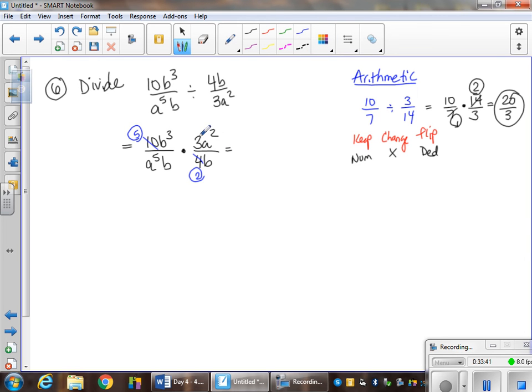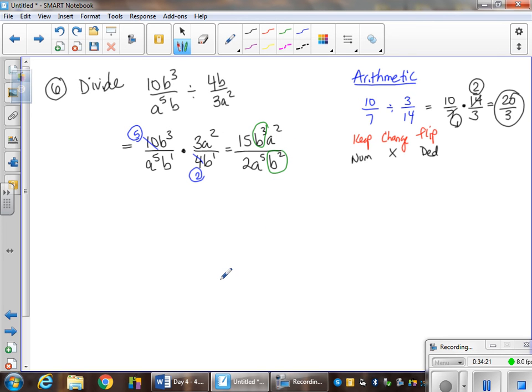And I get 5 times 3 is 15. Number times number. B cubed times a squared is just going to be b cubed a squared. All over 2. I have 5 a's here, none over here, so just a to the 5th. B to the 1 times b to the 1 is b squared. Okay. Step 2, simplify the exponents. So in the numerator, I have 3 b's. And the denominator, I have 2 b's.